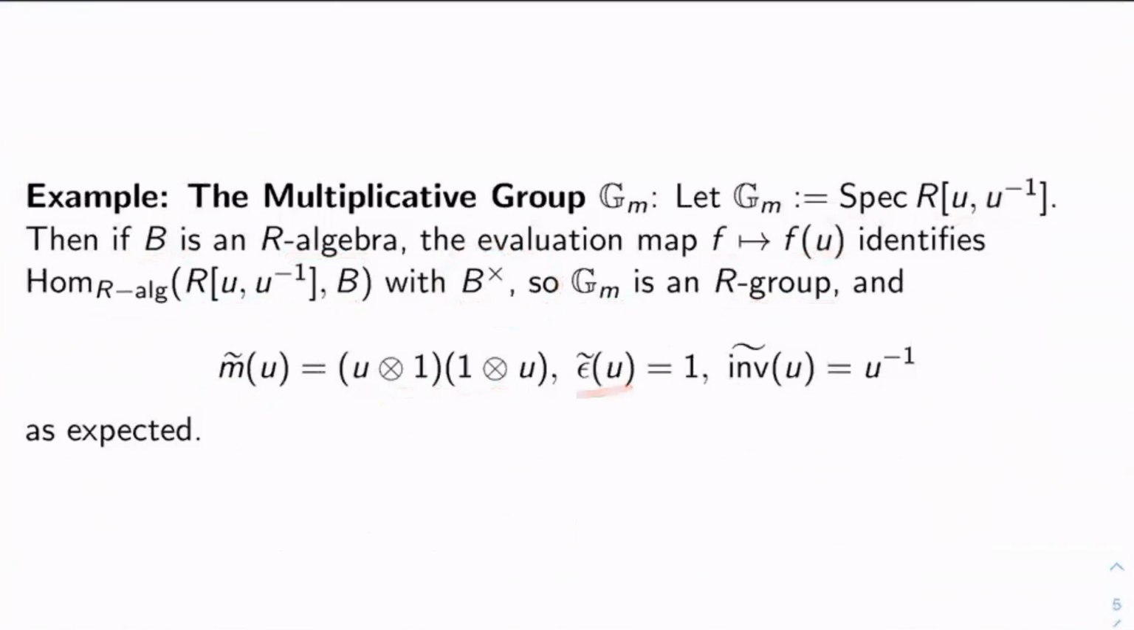Epsilon-tilde of U, what do you think that's going to be? It's going to be 1, right? That's supposed to represent the identity here. Inv-tilde of U, of course, is going to be U^{-1}. This is supposed to be the inverse map. And so all of this is as expected.